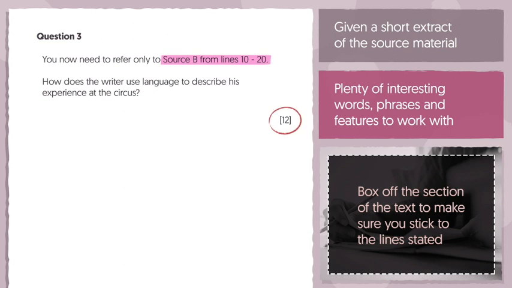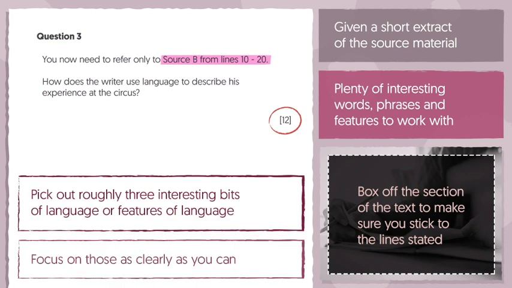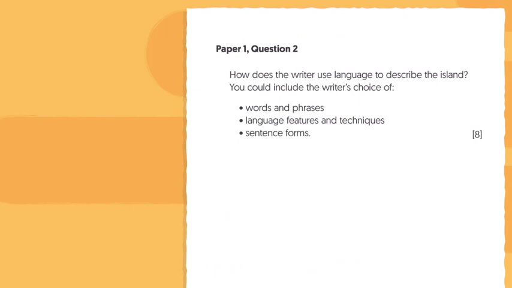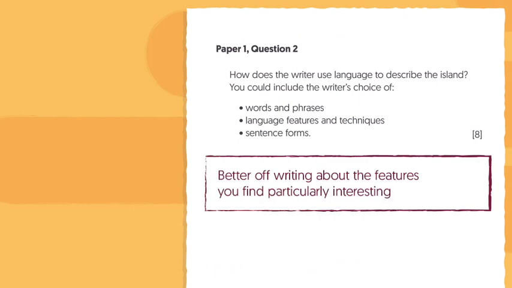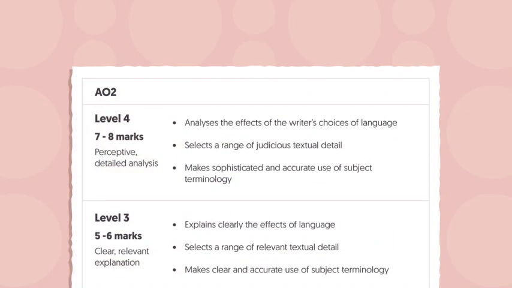There are only 12 marks available for this question, so the examiner isn't expecting an essay. You simply have to pick out roughly 3 interesting bits of language or features of language and focus on those as clearly as you can, and make sure that you're commenting on the effect. And just as you did for Paper 1 Question 2, you're much better off writing about the features that you find particularly interesting. In the time you have for this question, writing about 3 different language features and their effects would be plenty. So let's have a look at the mark scheme for this question.